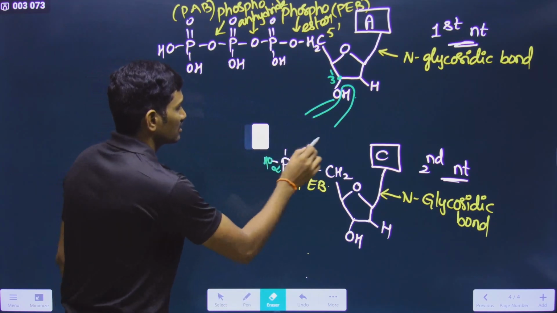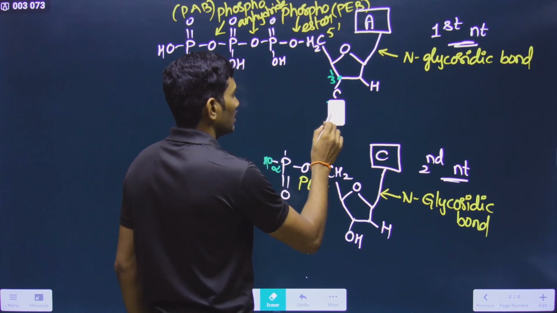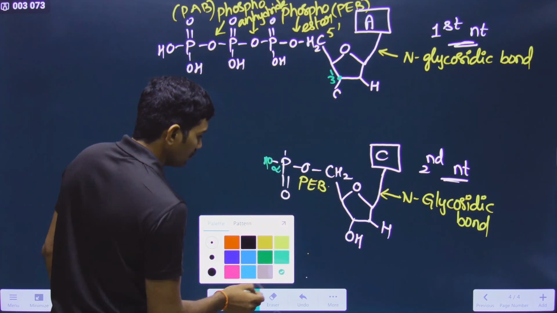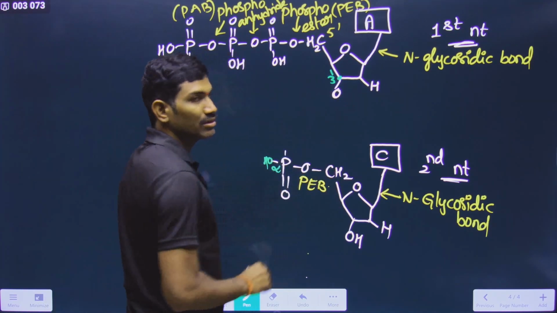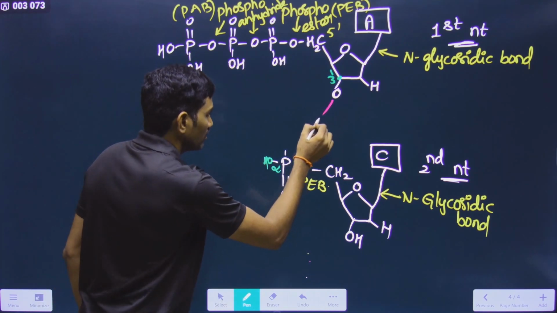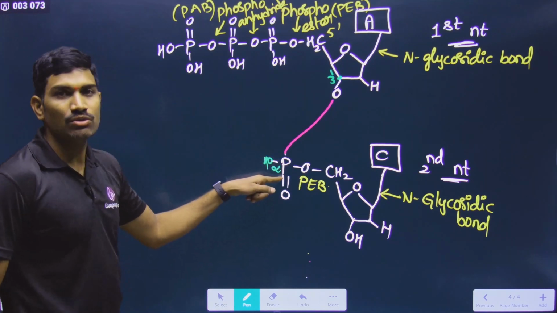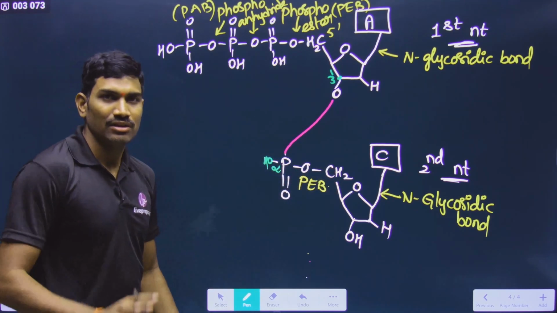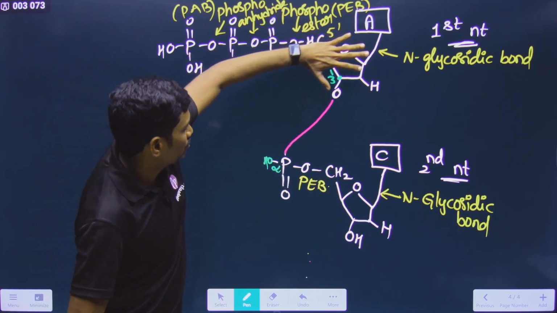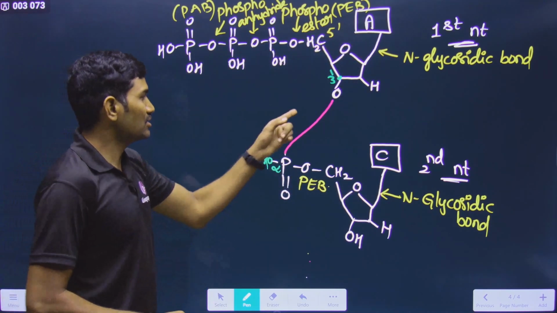Now the water molecule is removed here. Observe carefully. That means here the O remains and here this P, and now a bond is formed between these two. This O is directly connected to the phosphate of the second one. Now the first nucleotide is attached to the second nucleotide. Understood or not? In this way the bond is formed.